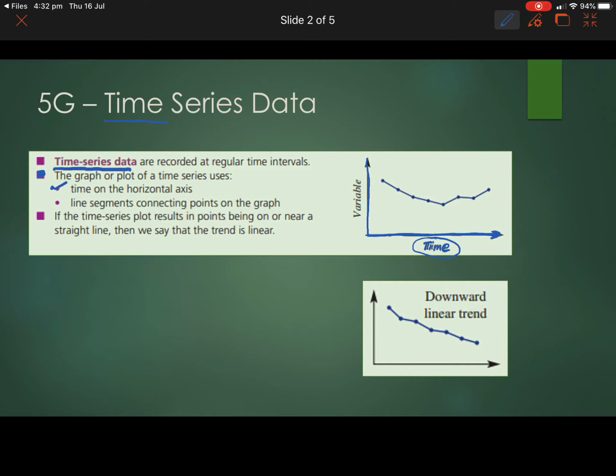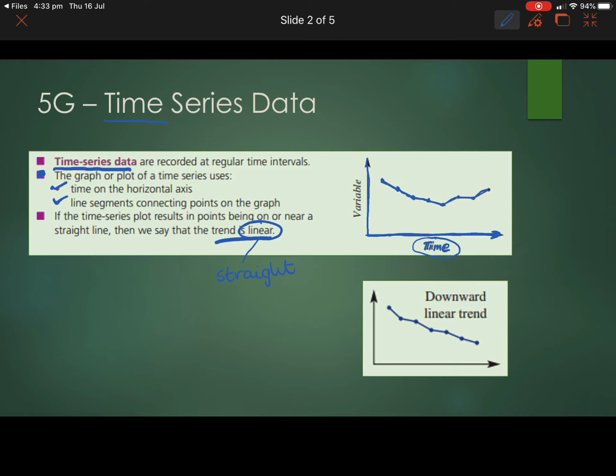And line segments connecting points on the graph. A time series has lines connecting the points. Up here, you can see all these little circles, and there are lines connecting those. They're called line segments, and it connects because time is a continuous thing. So you do connect them with lines, but you make sure the points are circles. If the time series plot results in points being on or near a straight line, then we say that the trend is linear. Hopefully you remember from last year in Year 9 looking at linear graphs. Linear is just another word for straight.